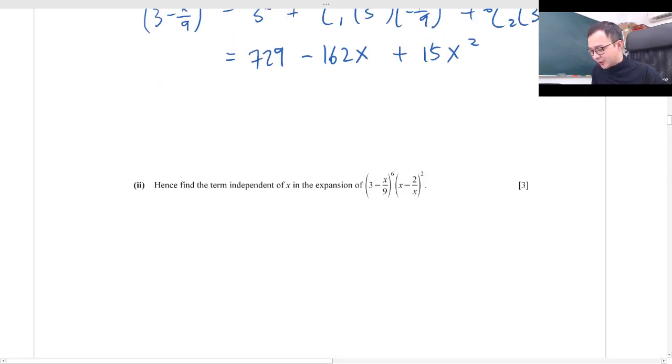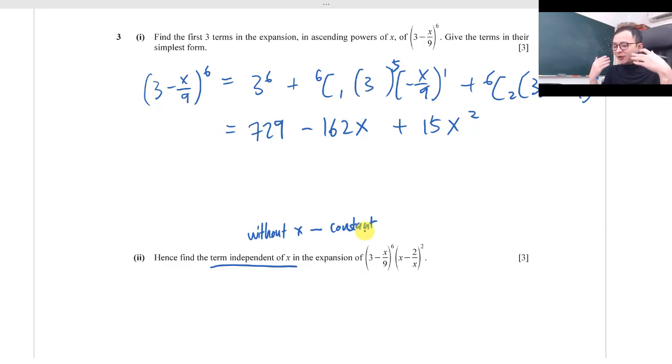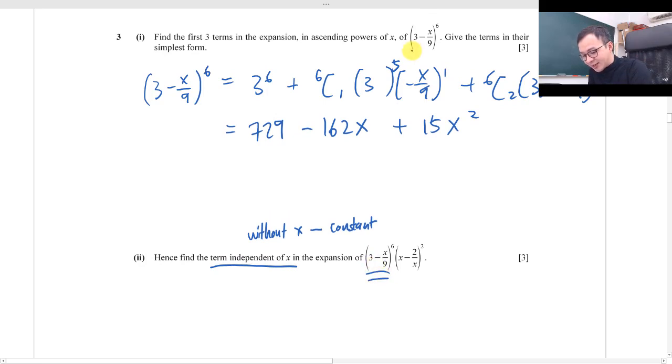Alright, so next one, they ask about term independent of x. Independent of x means what? Independent of x basically means without x, or you can think of it as something like a constant. When you expand the thing, you might get something like number x power 1, x power 2, x power 3. They want independent of x, that means they only want the term that can give you a constant value only, meaning without x.